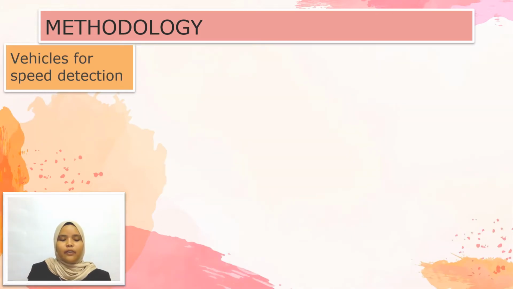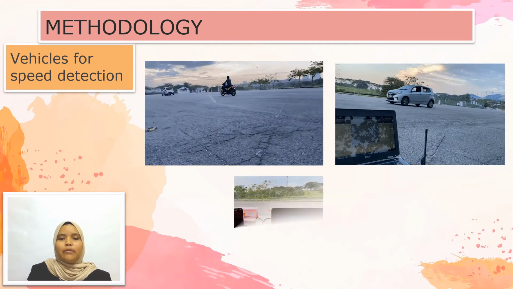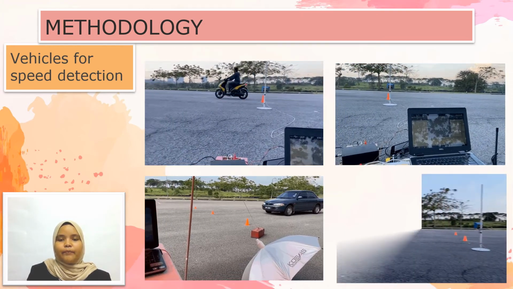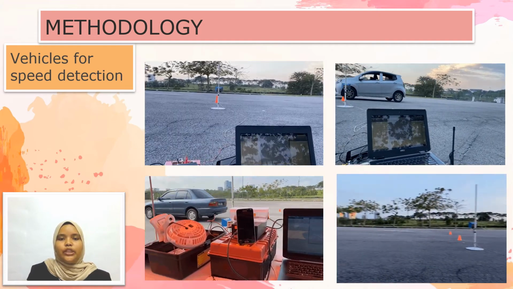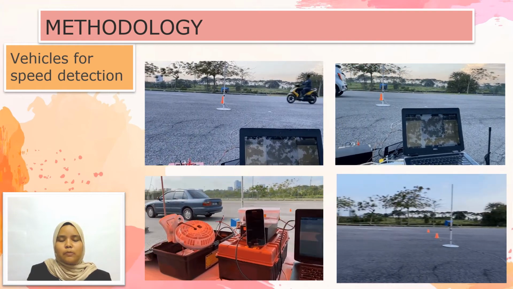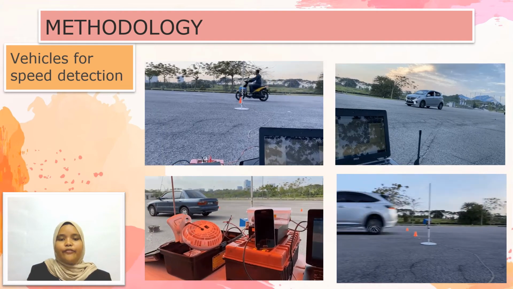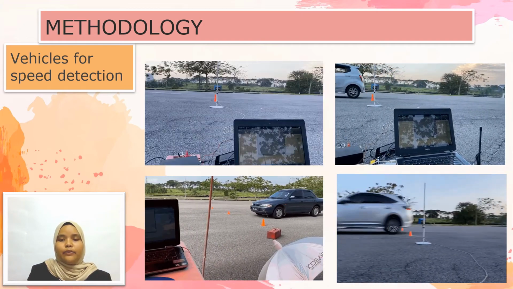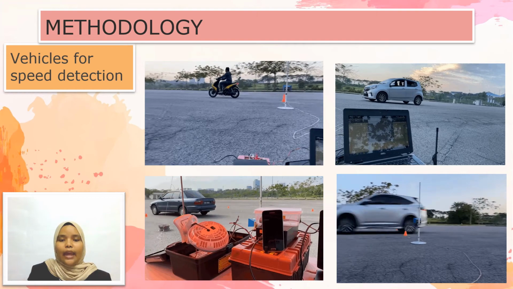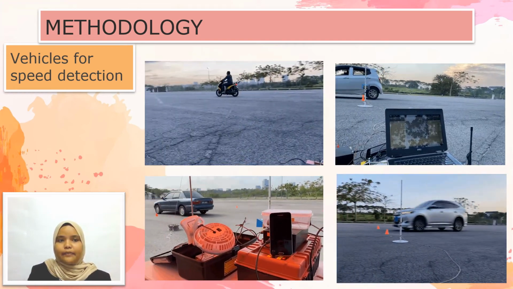4 different types of vehicles are used for this experimental work. The sizes that will be implemented are extra small, small, medium, and big. For extra small, we use a motorcycle, which is the Yamaha Ego. For small, we use a compact car, which is the Pro2 Asia. For medium, we use a sedan, which is the Proton Wira. And for big, we use an SUV, which is the Toyota Harrier.